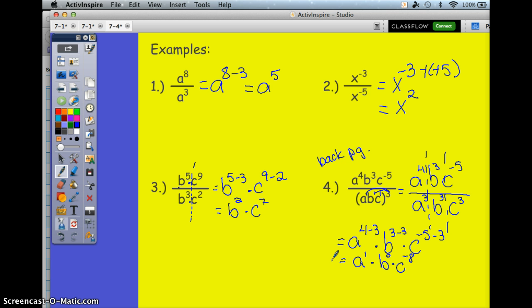We're not simplified yet. Remember, we have to simplify completely. Well, all of this is over 1. b to the 0 just equals 1. And a to the first we can just write as a. We don't need to write the times 1. Over c to the negative 8th has to go to the denominator and become c to the 8th.